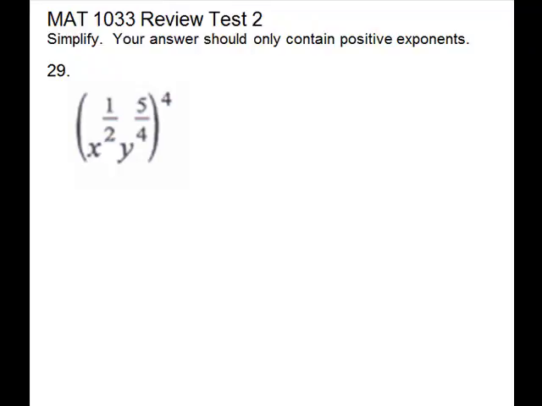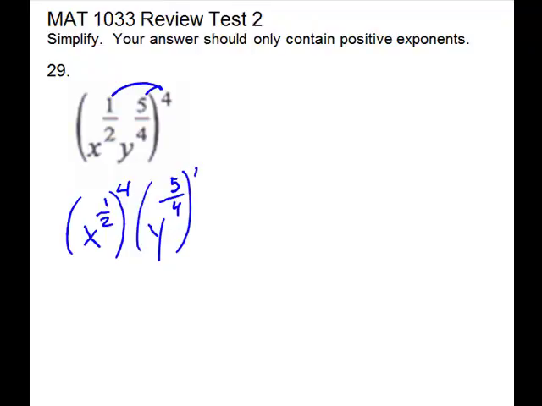Problem 29 is also an exponent rule problem. So we have a product to a power. We're going to take the 4 down to each piece. So we have x to the 1/2 to the 4th and y to the 5/4 to the 4th. Now you have a power to a power. The rule is keep the base and multiply the exponents. So I have 1/2 times 4. We'll make that 4 over 1.